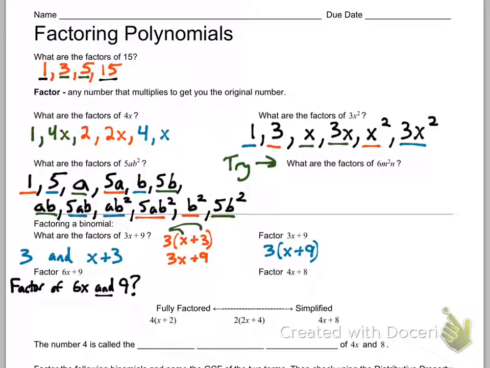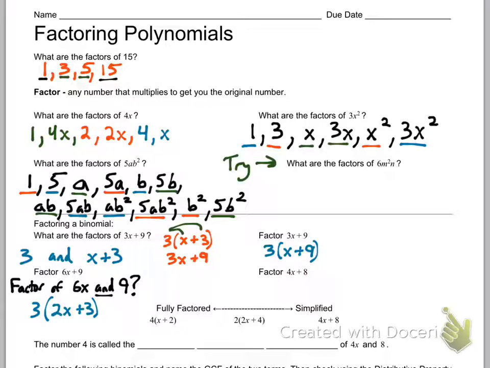So once again, I'm going to try to take a 3 out. I'm going to pull the 3 factor out of each of those. And when you do that, you get 3 times something. And that something, what's left over, is going to be 2x, because that's 6x divided by 3. And it's also going to be 3, because 9 divided by 3 is 3.